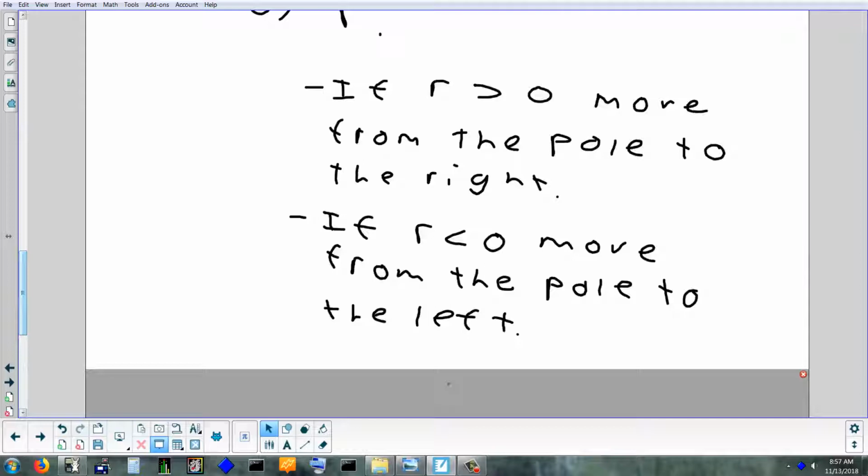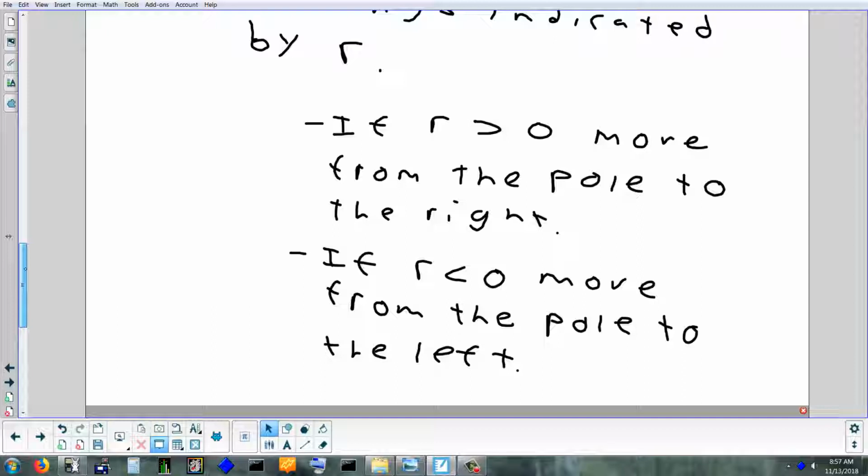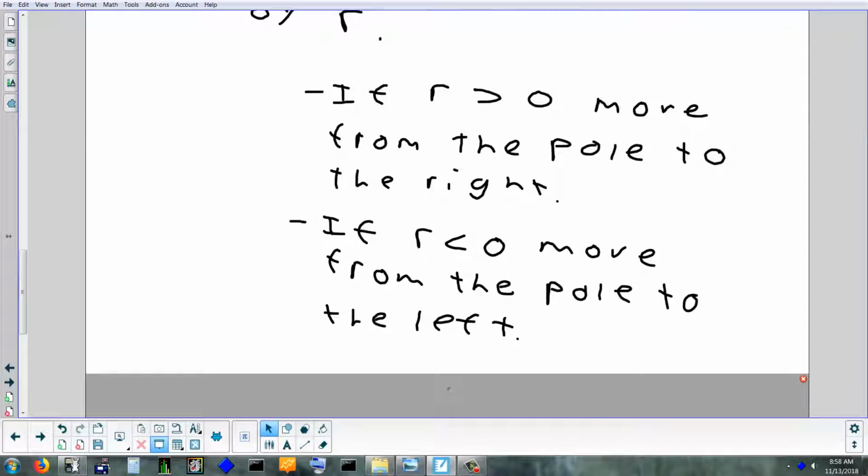All right. So yes, it is kind of weird to think of that, like how can r be negative because it's a radius, radius is distance. But I think of the negative as telling me a direction, not negative distance. Tells me left. All right? And that's the first part of the coordinate.